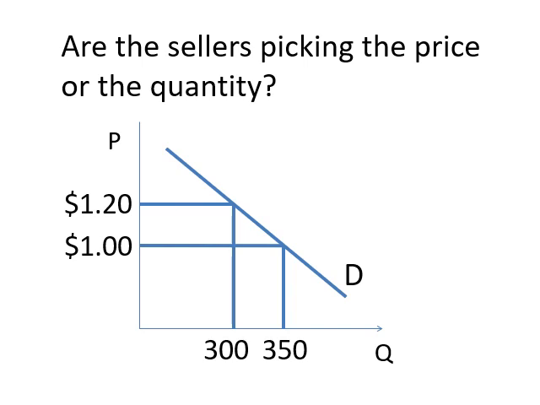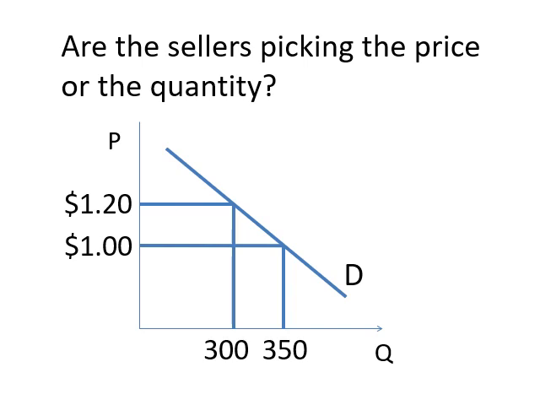So whether you describe moving from one point to another point on this demand curve as moving from $1.20 to $1 or 300 hamburgers to selling 350 hamburgers, that's just a convenience. Whatever way is most convenient for you to answer the question that you're trying to ask.